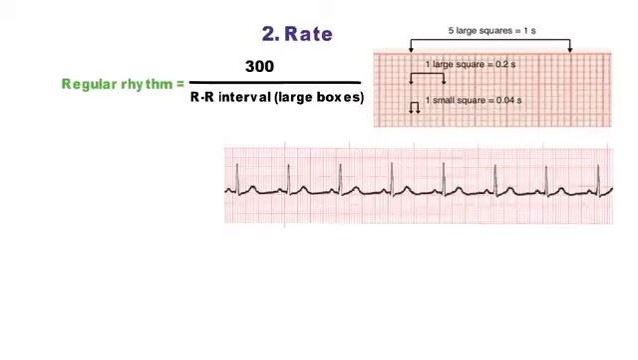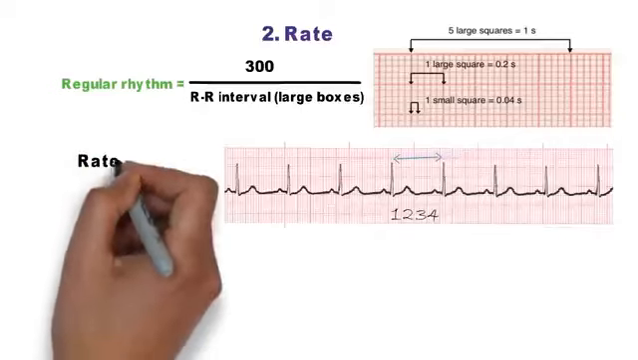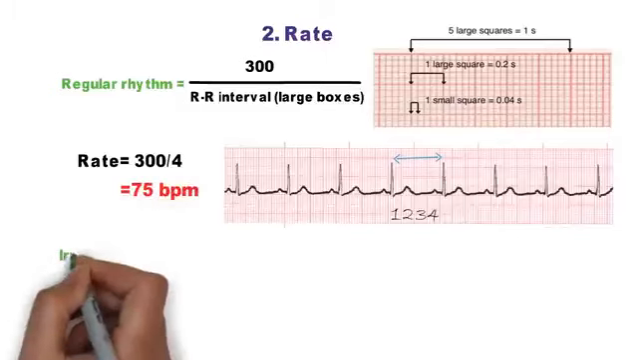Now in this normal sinus rhythm ECG, there are 4 large boxes between RR intervals. So the rate will be 300 divided by 4, which comes out to be 75 beats per minute.